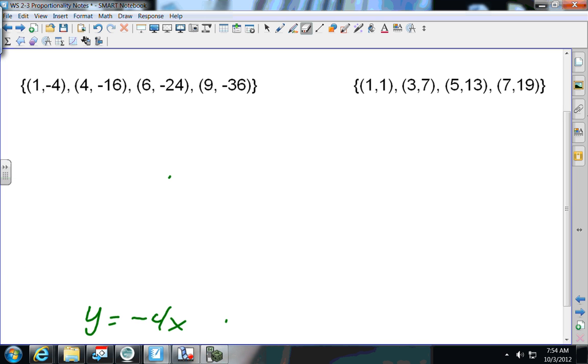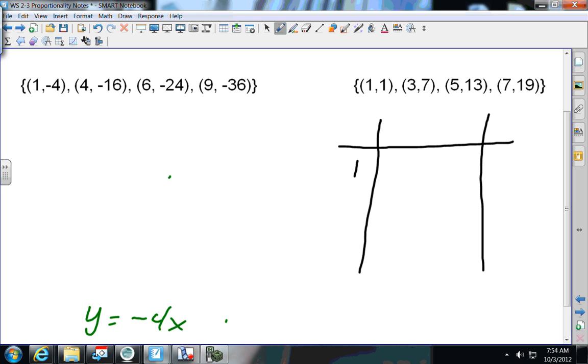All right. The next one, I'm going to draw a table. Put the points in there. 1, 1, 3, 7, 5, 13, 7, 19.